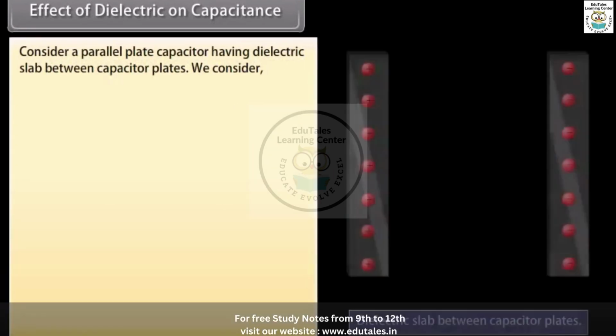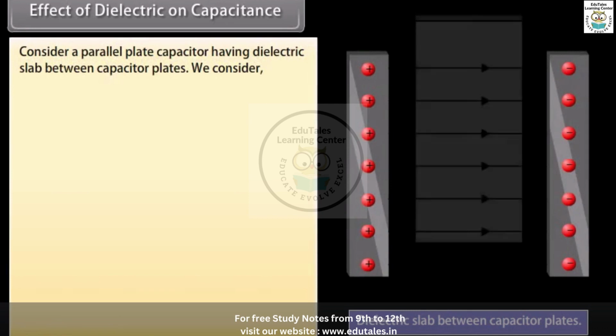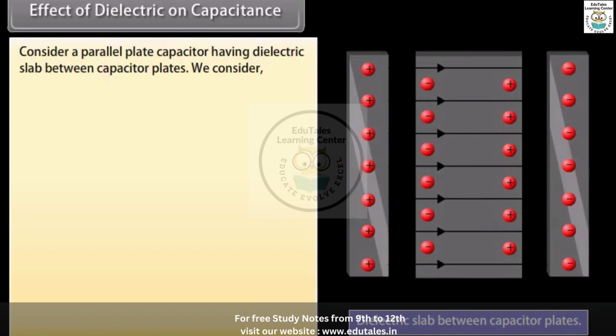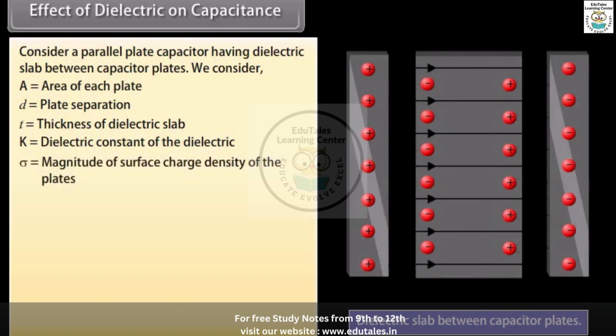Effect of dielectric on capacitance. Consider a parallel plate capacitor having a dielectric slab between the capacitor plates. We consider A is equal to area of each plate, d is equal to plate separation, t is equal to thickness of dielectric slab, K is equal to dielectric constant of the dielectric, sigma is equal to magnitude of surface charge density of the plates.